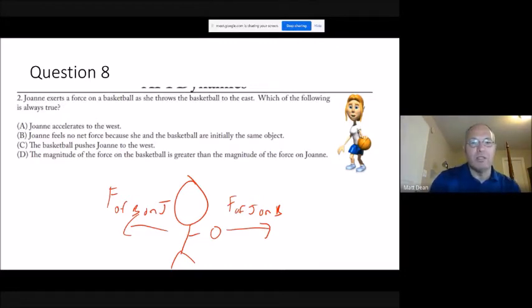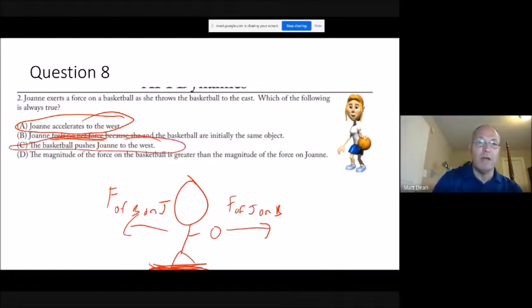Now, you might think since the ball is pushing back to her on the west that she's going to accelerate to the west. She may not accelerate to the west at all because there's also a frictional force down here on her that may be equal to that force that's pushing on her. So she may not accelerate. She may not move at all. There is a net force acting on her. So that's not going to be true. This is the answer here. The basketball pushes her to the west. She pushes the ball to the east. The ball pushes her to the west. Answer C.